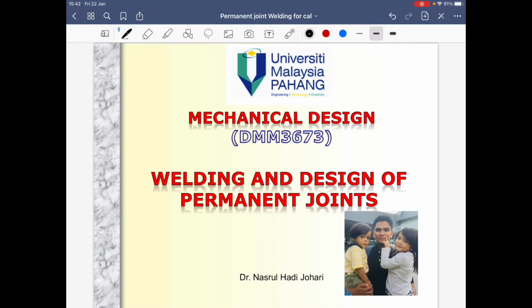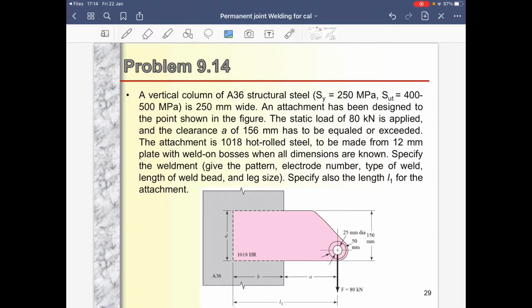For this video, I would like to present to you an example of solution steps. For this problem 9.14, let's read the question first. A vertical column of A36 structural steel. Which one is the A36 structural steel? This one. So all of this is the vertical column.